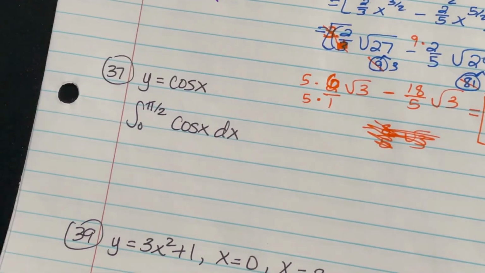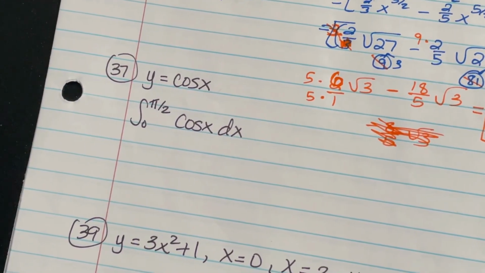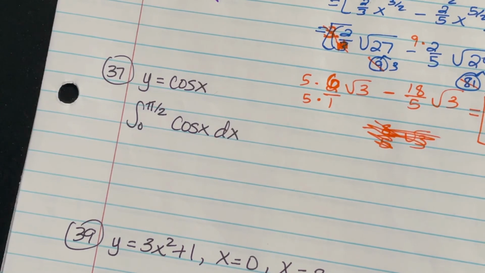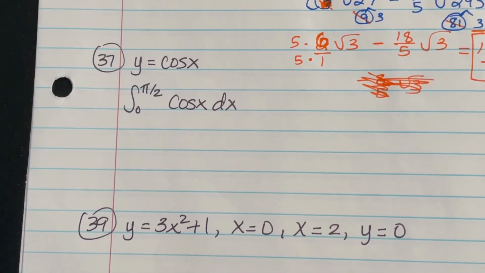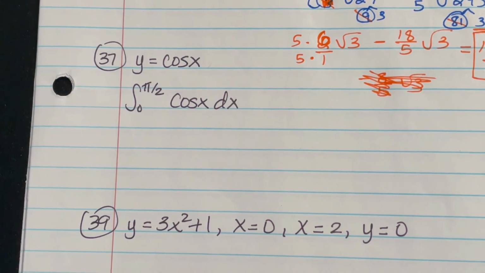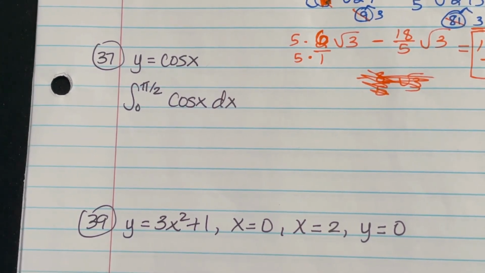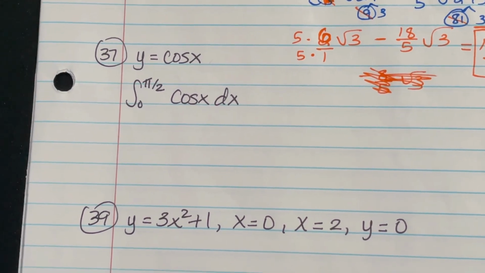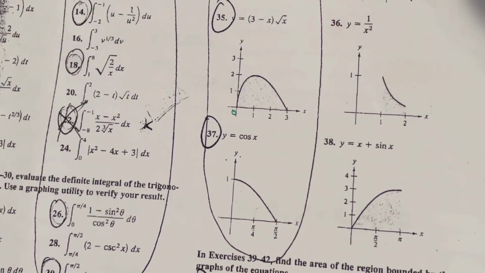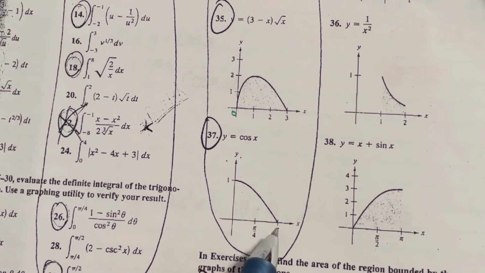All right, number 37. It's just the arithmetic that throws us off. Like I said, on the AP test, they're not going to give you problems where you're going to get hung up on the arithmetic. They're testing you on the calculus part. All right, number 37, y equals cosine of x, and according to the graph, it's from 0 to pi over 2.